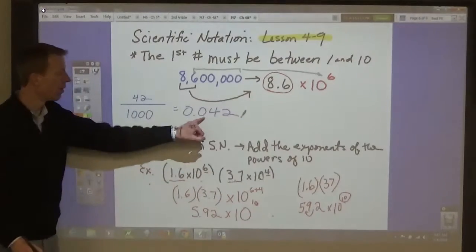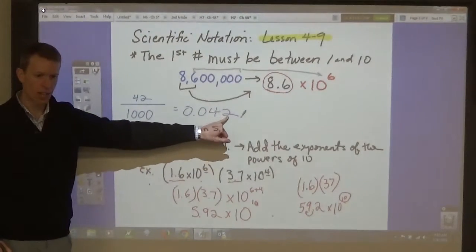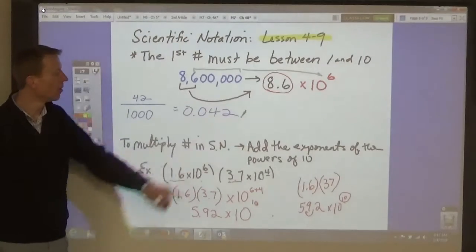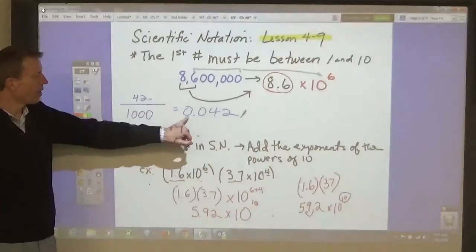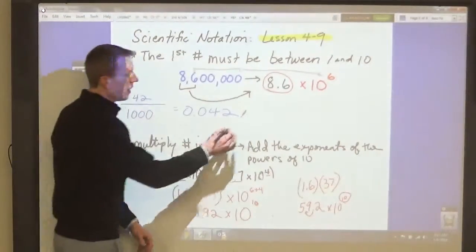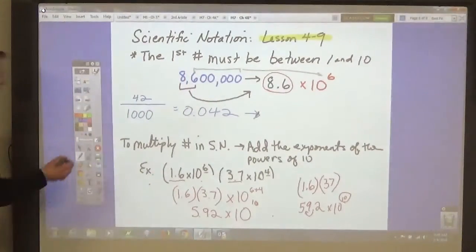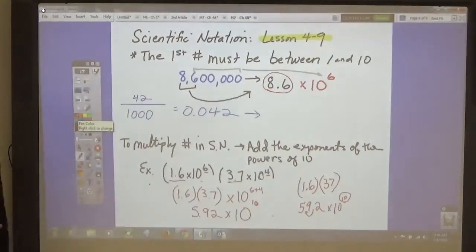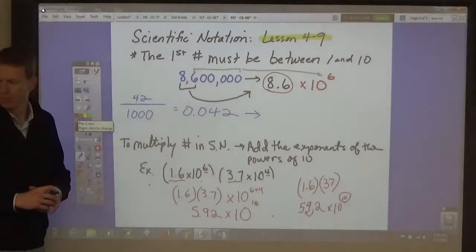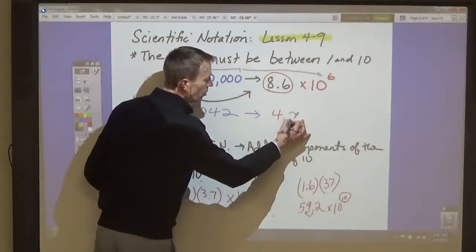.042. Yep, 42 thousandths. This is tenths, hundredths, thousandths. Okay? Now, once we have it written in decimal form, we can write it in scientific notation. The first number has to be between 1 and 10, so where would we put the decimal point? Between the 4 and the 2. Yep. So you'd write 4.2.